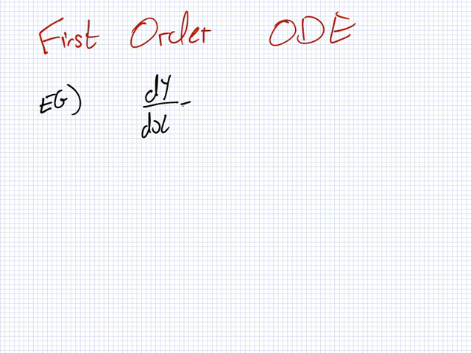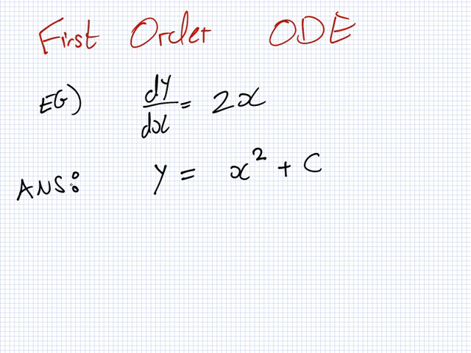This is a very simple first order ODE. And what I'm looking for is the y. I think you can all kind of see that the y must have been x squared plus c. This is the answer. So, that's obviously a very simple one. How did I get the answer? I integrated.